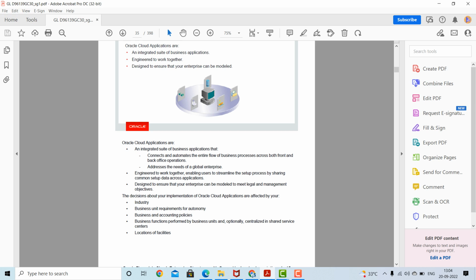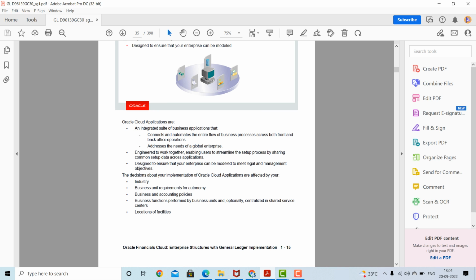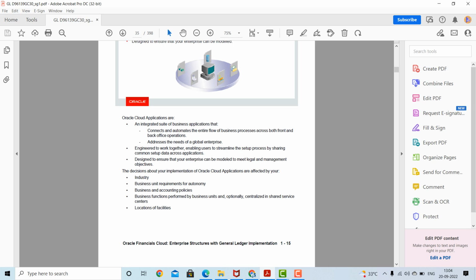The decisions about your implementation of Oracle Cloud applications are affected by your industry, business unit requirements for autonomy, business and accounting policies, business functions performed by business units and optionally centralized in shared service centers, and locations of facilities.